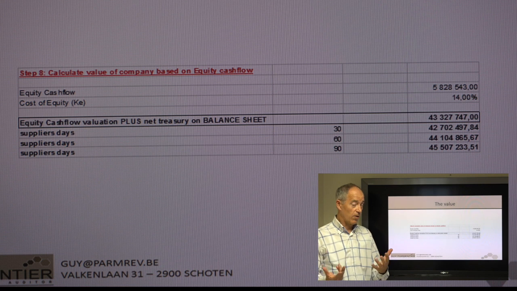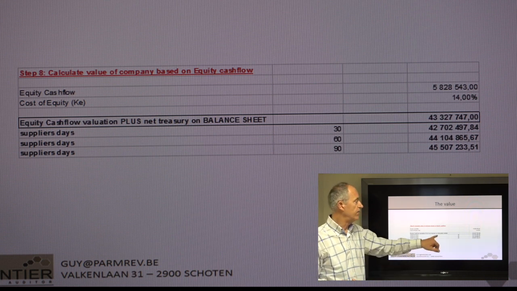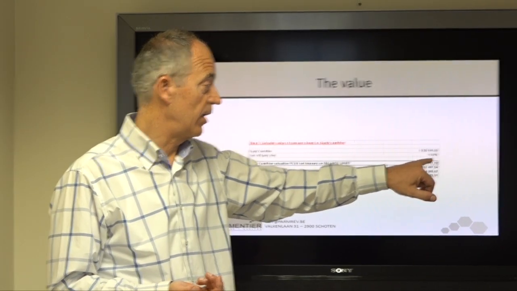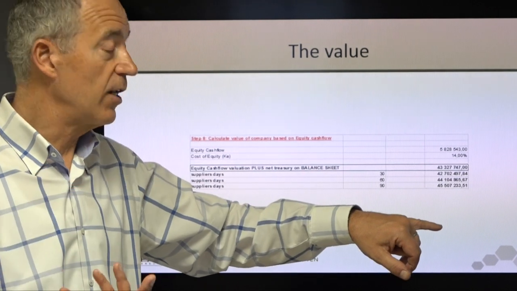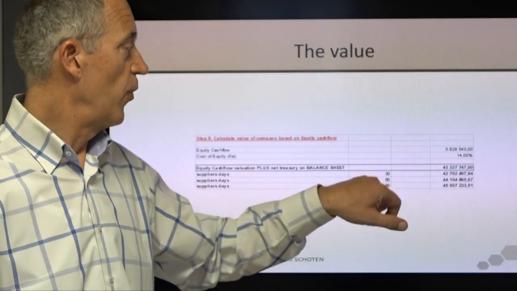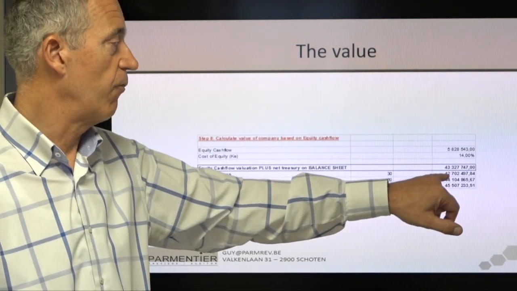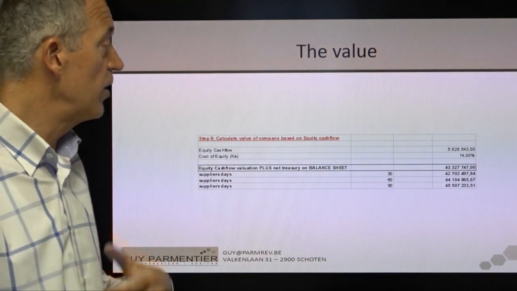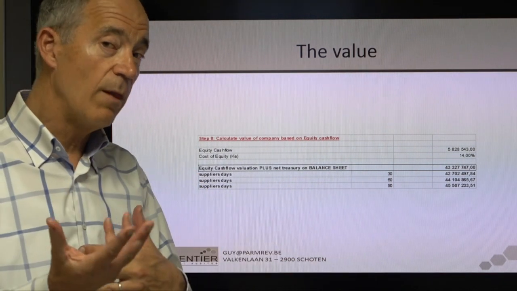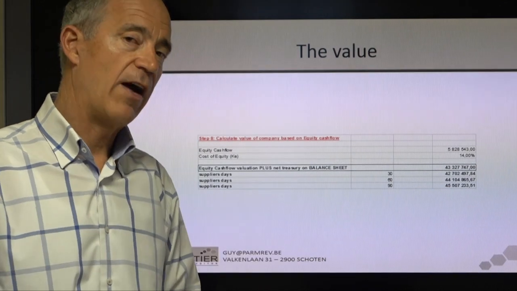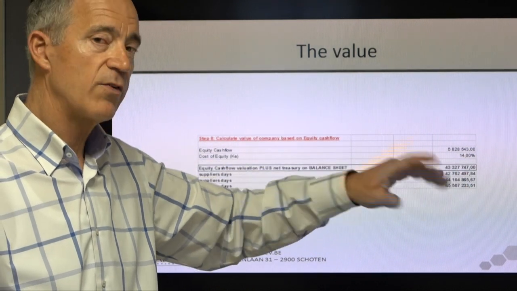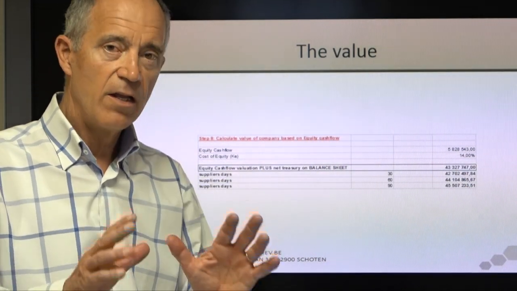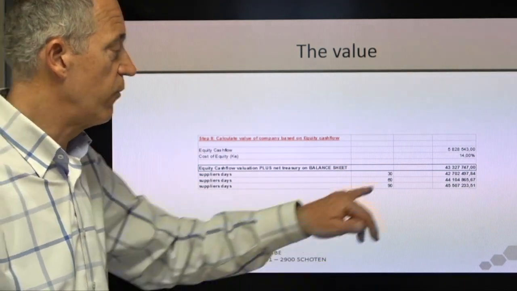Now, it's a little bit a function of the number of normal days suppliers can be outstanding. If it would be only 30 days, you will have some net treasury less, because this is the calculation plus the net treasury you calculated from the historical balance sheet. If you recalculate the supplier days, you remember 30 days, that means there would be less net treasury. The value would be 42.7 million. But if it would be 90 days, your net treasury will be higher, and you have a value of 45 million euros. So remember, 5.8 divided by 14% will give you an amount, and always add the net treasury.